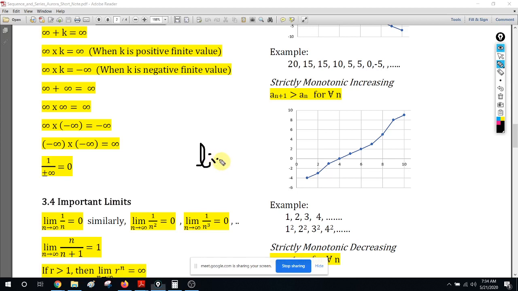Limit as n tends to infinity, 1 over n equals 0. So that is fine. Limits are always the known way, right?